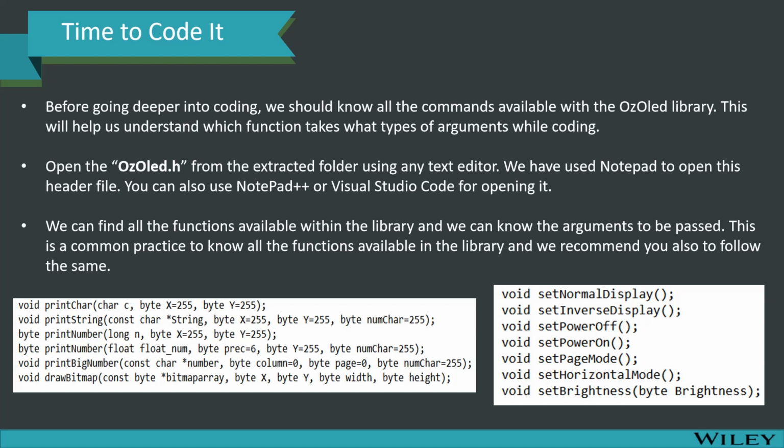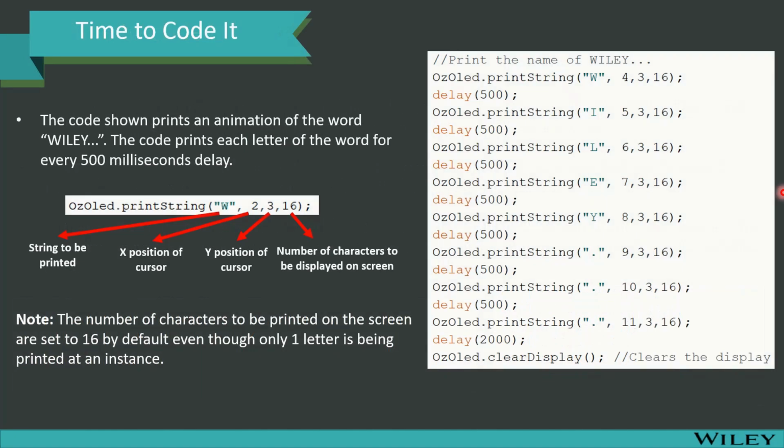follow the same. You can see that the list of available functions are displayed as printChar, printString, printNumber, printBigNumber, drawBitmap, and on the right-hand side we have also displayed the function names clearly. The arguments are to be known for you to code better, and that's a very common practice that every coder should follow. We'll go with the coding more and more right now.